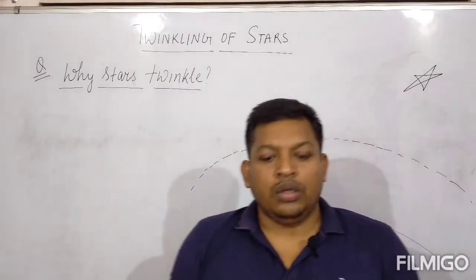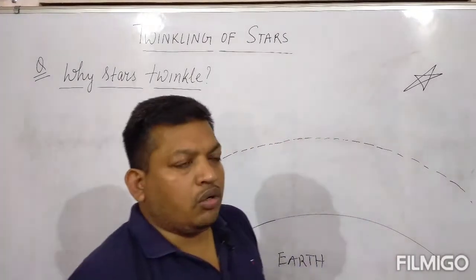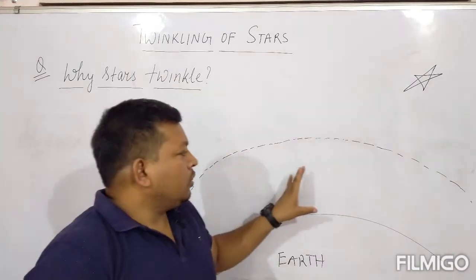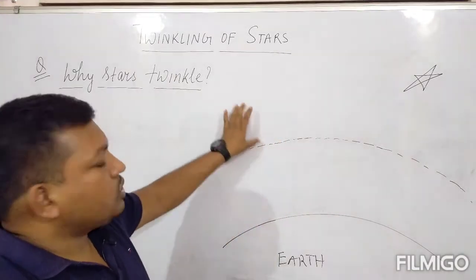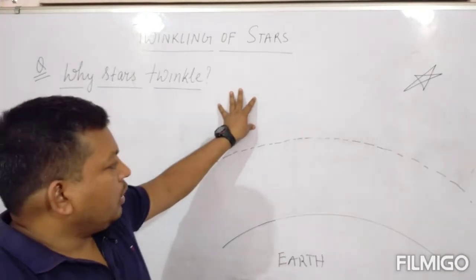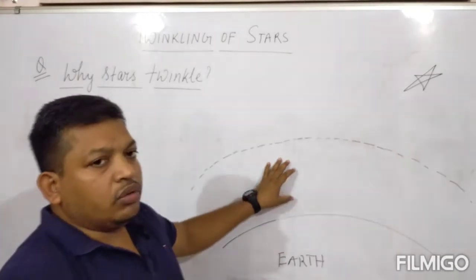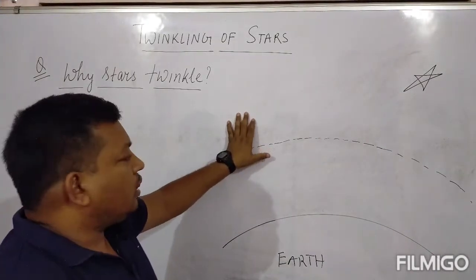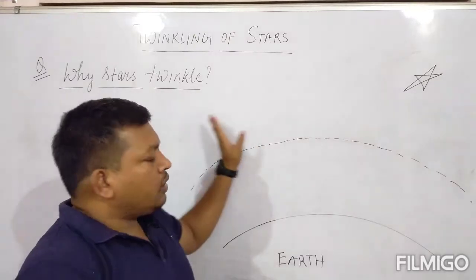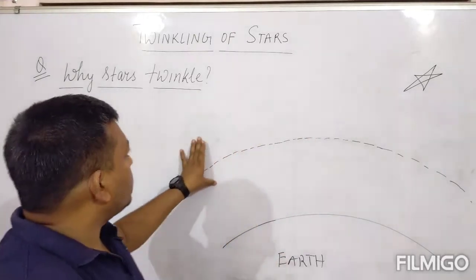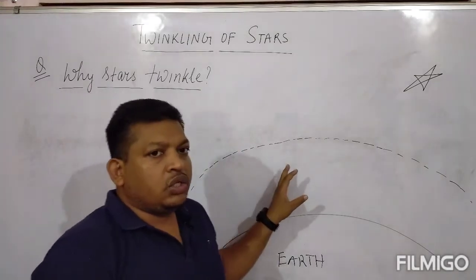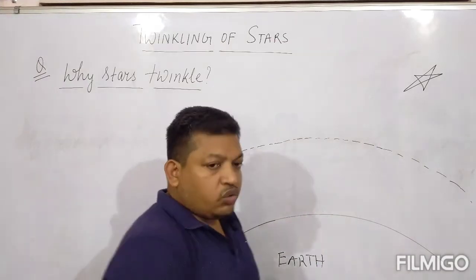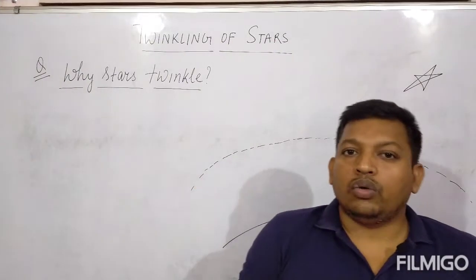Today I have brought a new topic, that is twinkling of star. This is from NCERT and this is the natural phenomena based on atmospheric refraction. In the previous part of the video I have explained atmospheric refraction, and this is the next part of atmospheric refraction. Why stars twinkle? Also one more thing, why stars appear as a twinkling body and why planets do not twinkle.